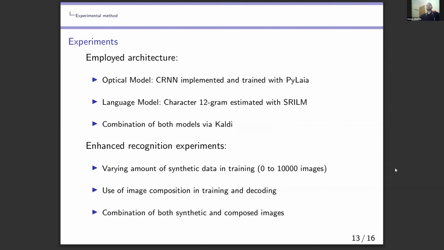For the architecture we use an optical model based on convolutional recurrent neural networks implemented with the PyLaia system, a language model, which is a 12-gram model estimated with SRILM, and we combine both of these models with the Kaldi software. There are varying amounts of synthetic data, as we said, from 0 to 10,000 images. We use the image composition method in training and decoding, and we also use the combination of both techniques, where composed images are used as synthetic images too.